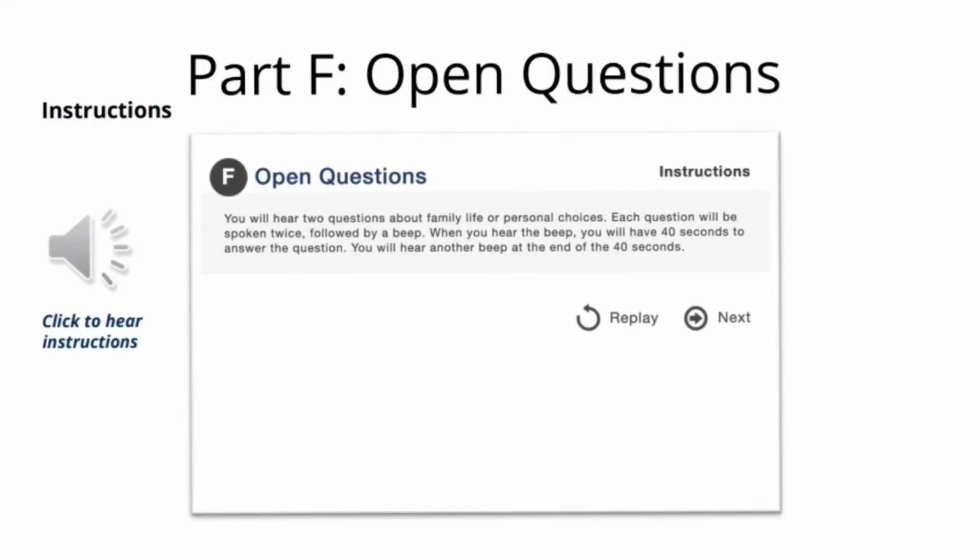This is basically a free speech round where you have to share your opinions on the given topic for at least 40 seconds. You will hear 2 questions about your personal life or personal choices. Each question will be spoken twice, followed by a beep. When you hear the beep, you will have 40 seconds to answer the question. At the end of 40 seconds, you will hear another beep and another question.